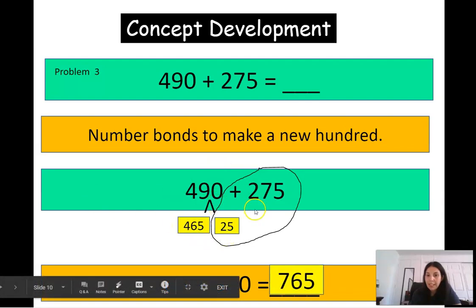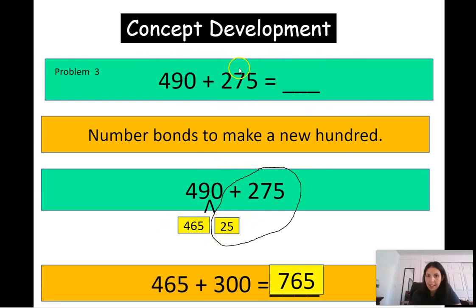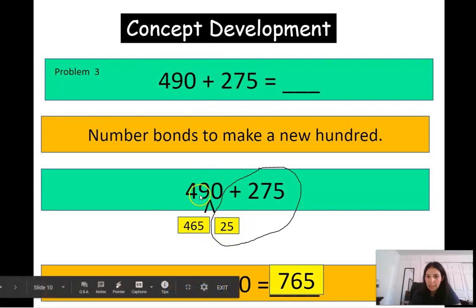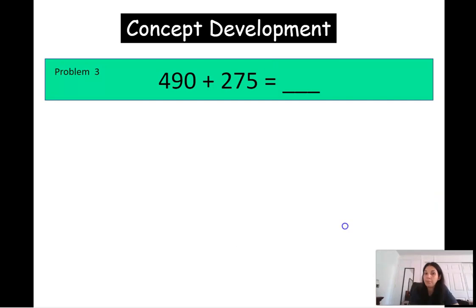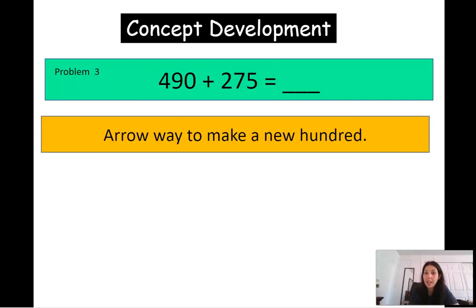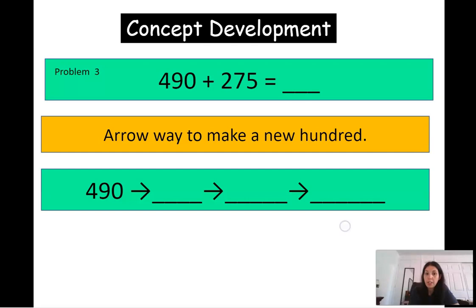Even though we manipulated these numbers, our answer is still going to be the same, whether we added these straight out, or we use the associative property and we take some of this and add it here. Either way, our answer will still be 765. And another way we can prove that is by using a different strategy to solve the same problem. So we can use the arrow method to make a new 100, and we will still get our same answer.